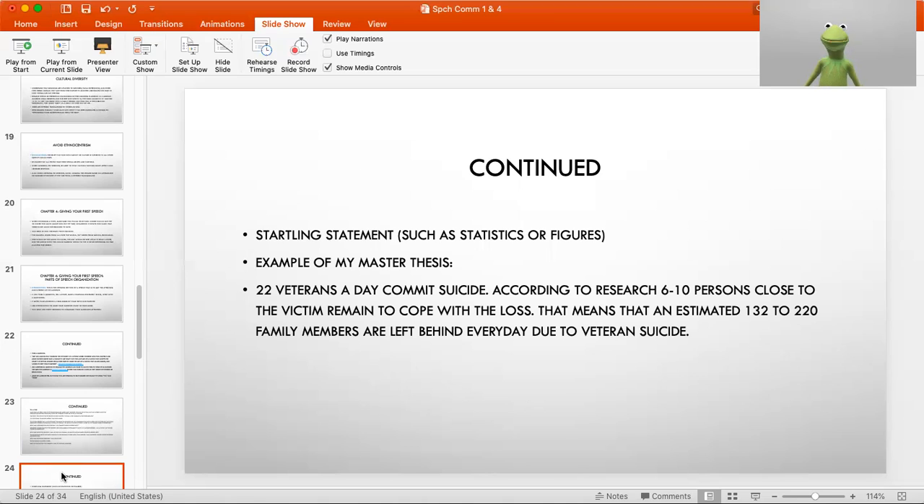So I started off with the statistic about the 22 veterans a day who commit suicide. Now, according to research, 6 to 10 persons close to the victim remain to cope with the loss. So that means that an estimated 132 to 220 family members are left behind every day due to veteran suicide. So once again, you want to use a statistic that is dramatic, that really will hook the audience and get their interest.